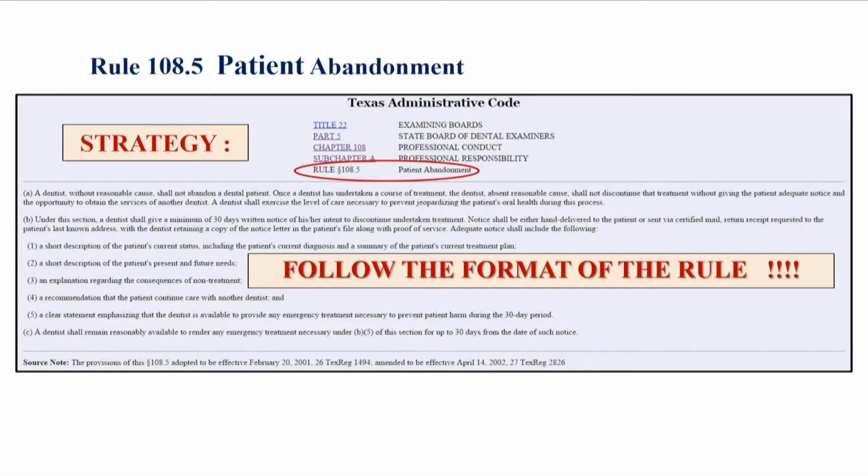Again, the strategy with the rule is to follow the format of the rule. It's laid out perfectly. Use all of the wording that's available and do not miss any subsection of the rule. The board will look that you met all of the elements and all of the items listed in the rule. If you do not cover any one area, it could result in a violation of Rule 108.5 and a disciplinary action.